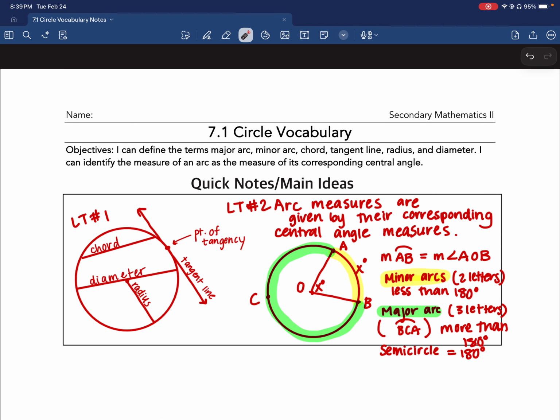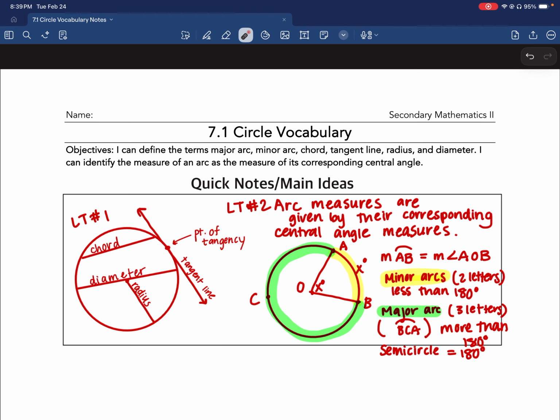But I do want to talk about the center of a circle. Okay, now there is a point on every circle in the center that we call the center. So looking at this circle on the right here, the center of this circle would be this point right here that's called O. Okay, so the center is in the middle of the circle.